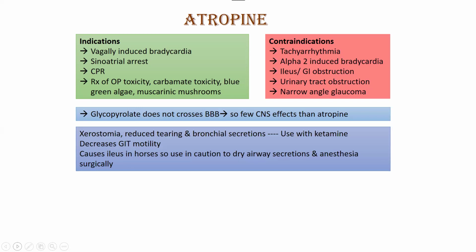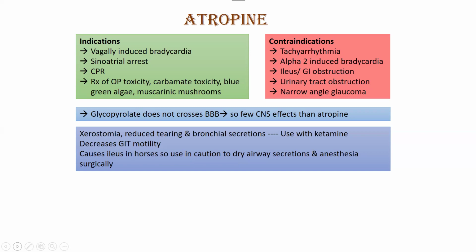Atropine's effects include xerostomia, that is reduced saliva production, reduced tearing, and reduced bronchial secretion. So it is a good choice as a preanesthetic to be used with ketamine. If you are going to perform a surgery using ketamine, go for atropine as a preanesthetic, because it will deal with the side effects of ketamine. Ketamine side effects are that it increases the bronchial secretions, it increases the salivary secretion, and there is a risk of aspiration. So atropine will deal with them.